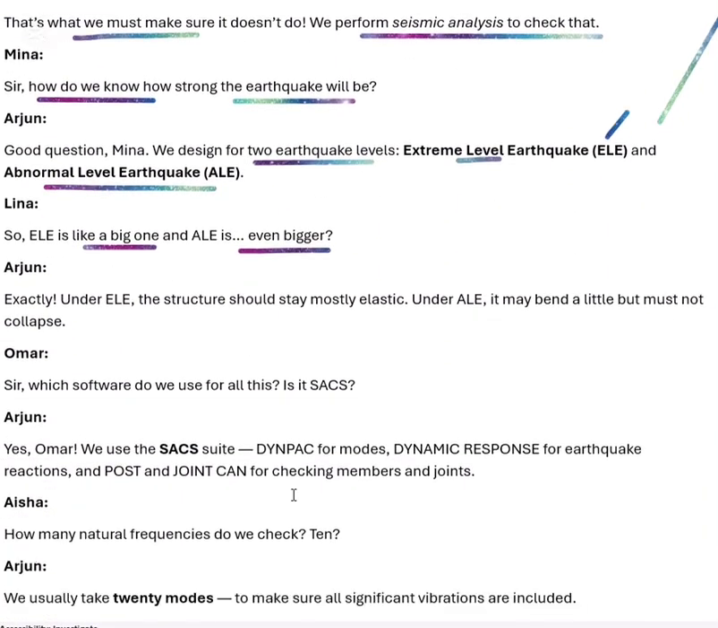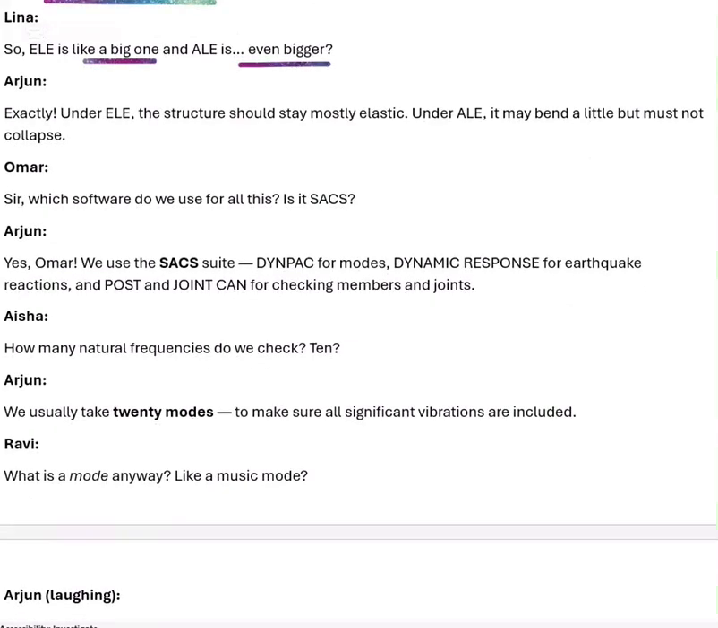Exactly. Under ELE, the structure would mostly stay elastic. Under ALE, it may bend a little, but must not collapse.